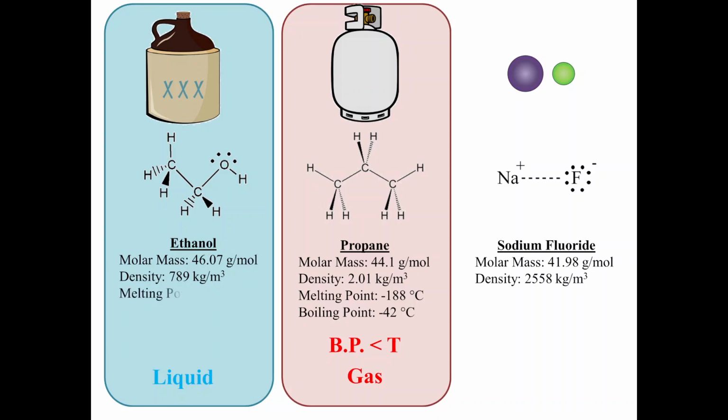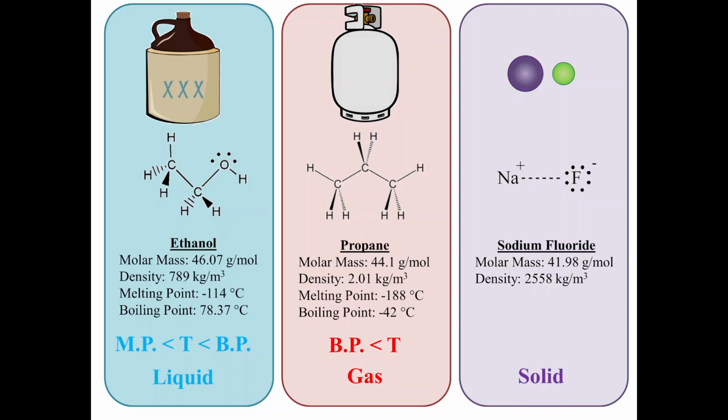Ethanol has a melting point of negative 114 degrees Celsius and a boiling point of 78.37 degrees Celsius, making our temperature right between both. Since we're higher than the melting point, it's not a solid, and we're below the boiling point, so it's not a gas, so it must be a liquid. Now, using my amazing deductive reasoning, the last molecule must be a solid.